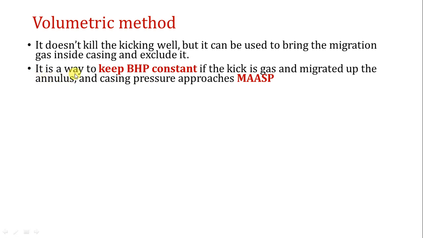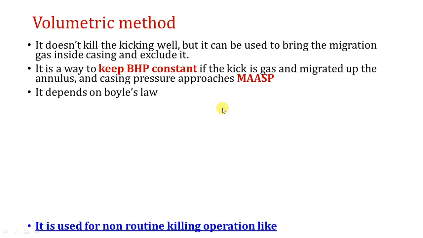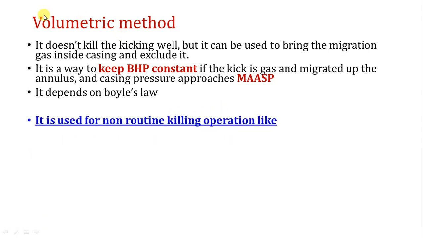The most important condition is to keep the bottom hole pressure constant as before, and you also have to pay attention to the mass of the gas while it migrates in the annulus. It depends on Boyle's law, P1 V1 equals P2 V2, so you have to keep this in mind, and we will talk about it when we use the volumetric method.